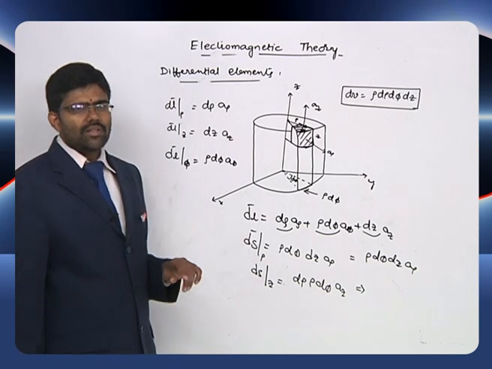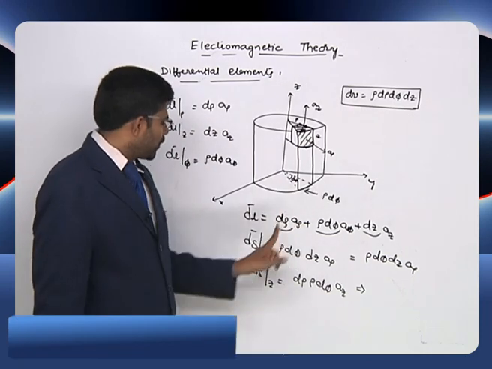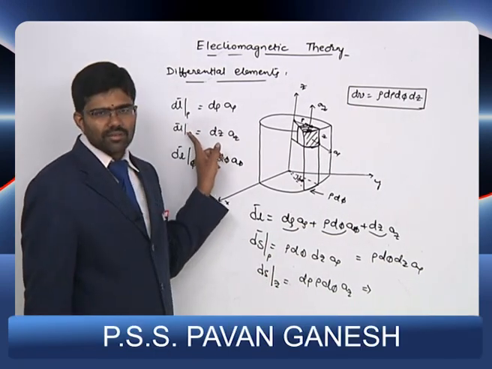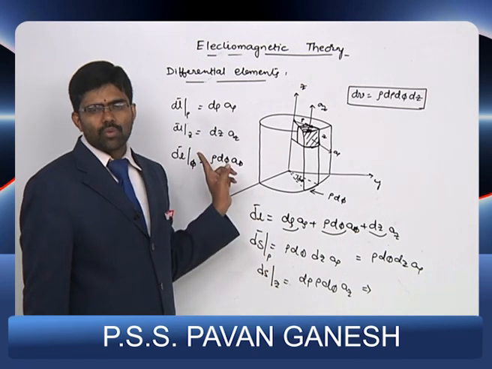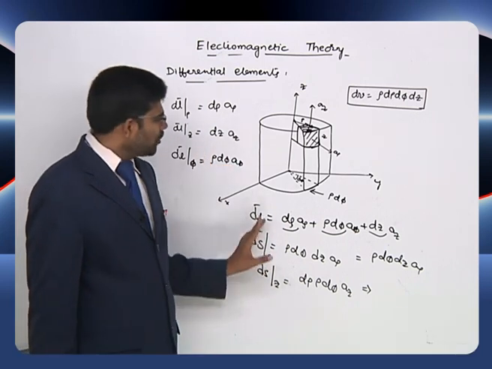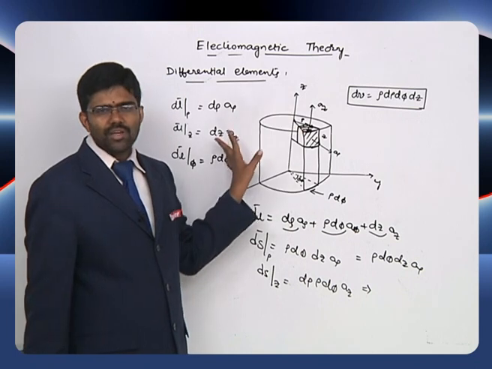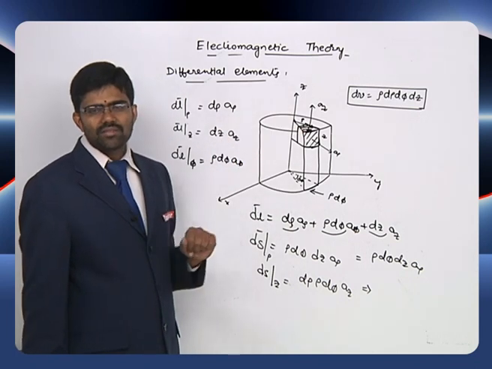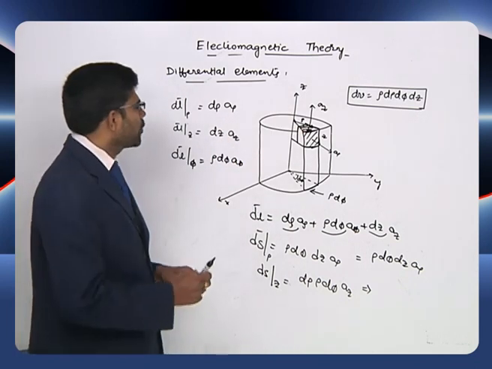So simply, the differential volume is a scalar quantity, while differential surface and differential length are vector quantities, right? Just remember our differential length and you can get all the remaining quantities in our cylindrical coordinate system. Now we will go for the spherical coordinate system.